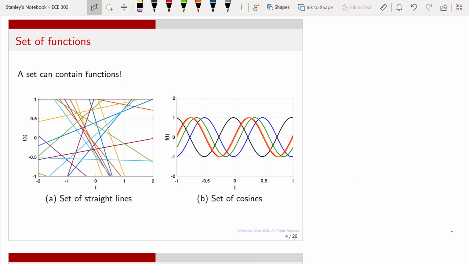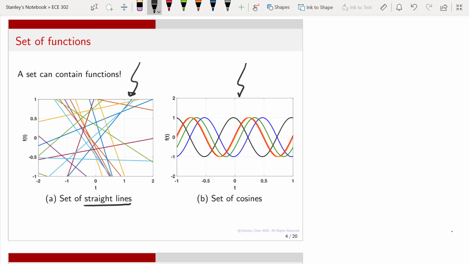A set is not limited to just containing numbers. A set can contain other things. A set can contain sets. A set can contain real numbers. A set can contain vectors. A set can even contain functions. In these 2 plots, I'm showing you a set of functions. On the left-hand side, I'm showing you a set of all straight lines. Okay, and you can see that I'm just picking random slopes and random y-intercepts, and then I can construct a set of all the straight lines.